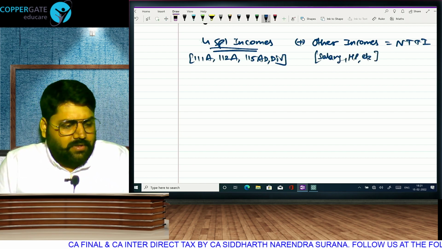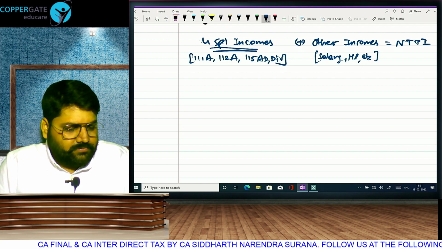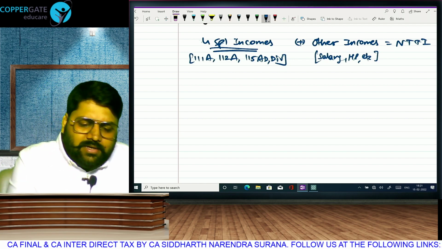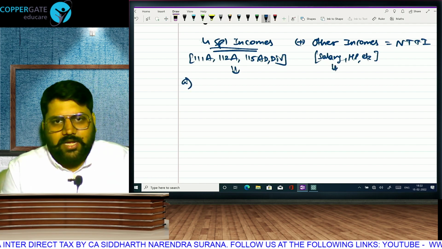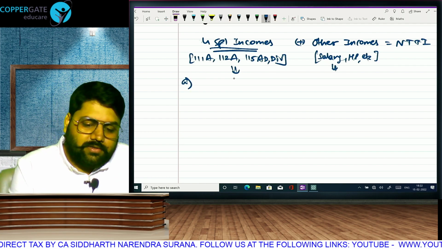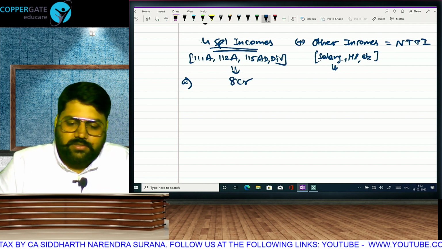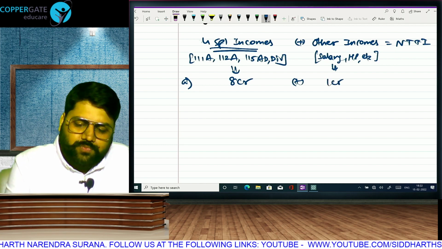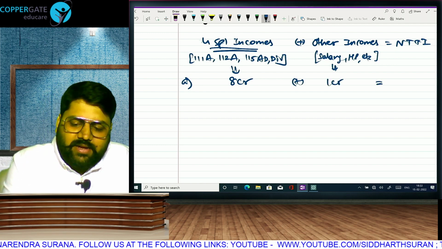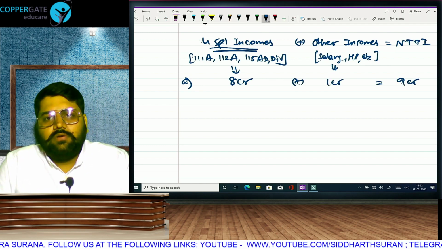Other income can have anything. Okay, let's take our first example. Say we have short-term capital gain from the stock market of 8 crore rupees, and I have got salary income of 1 crore rupees. So can I say my net taxable total income will be 9 crore?